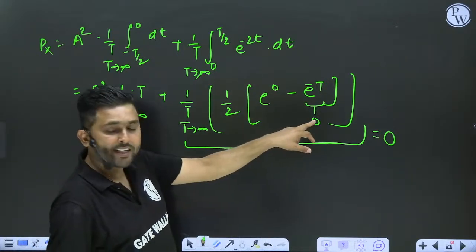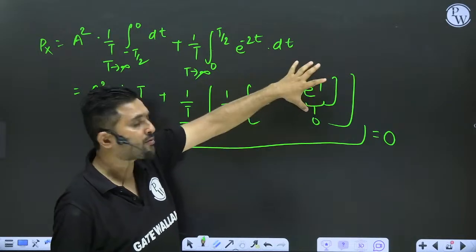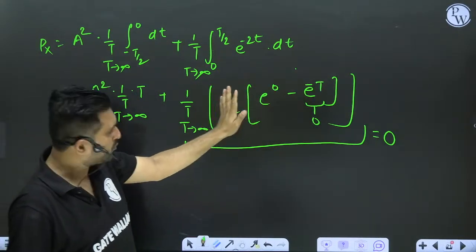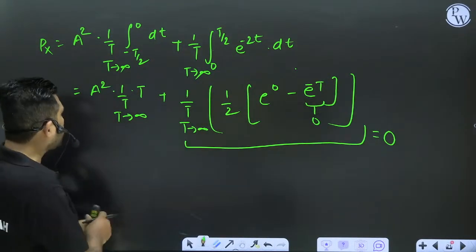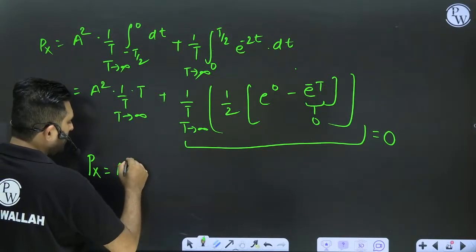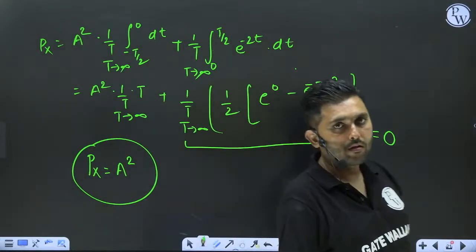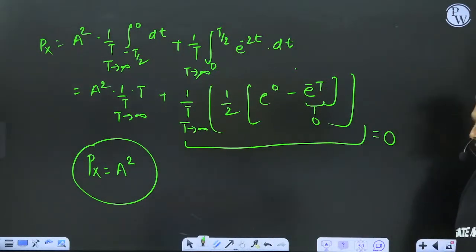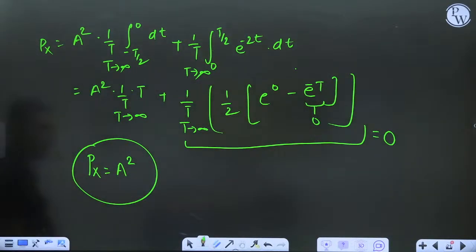See, this is 0 when you put T tending towards infinity. So this is 1. 1 minus 0 becomes 1. 1 into 1 by 2 is 1 by 2. But when you put T tending towards infinity here, it becomes 0. So the answer is what? P is A squared. Very simple. So that's what the power of a function is.